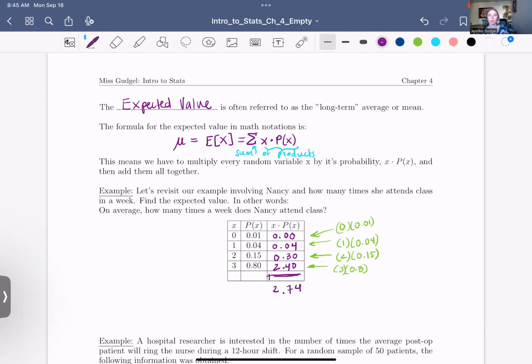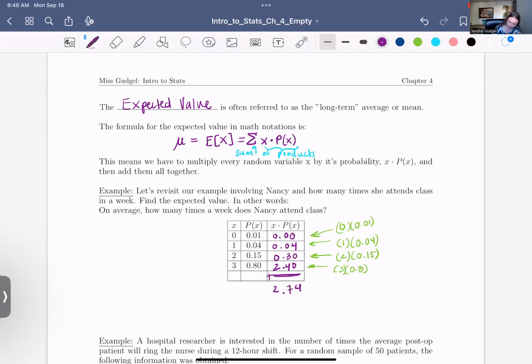Let's talk about what this is in the context of this problem. It's always very important that we take a result and are able to bring it back into what it means. Here, we're talking about the number of times Nancy goes to class in a week, 0, 1, 2, or 3. What this is showing us is if we look at weeks and weeks and weeks, on average, she attends class 2.74 times a week. The unit of this expected value is always going to be the same unit as whatever your random variable was. For us, 0, 1, 2, 3 are the number of times she attends class in a week.